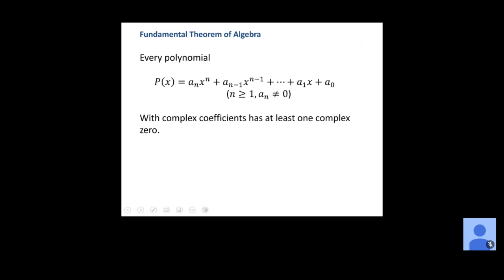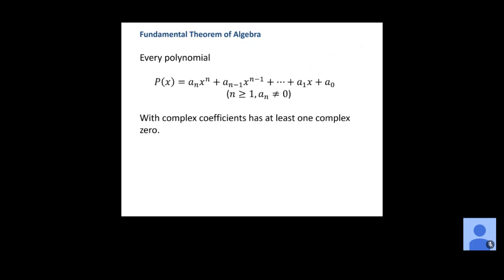Okay, our fundamental theorem of algebra: every polynomial, and this is that same form of a polynomial that we've looked at before, with complex coefficients, right? And we've already said that all real numbers are technically within the complex numbers also, because any real number can be written in the form a plus bi, where the b value just happens to be 0. So as long as you have complex coefficients, it has at least one complex zero.